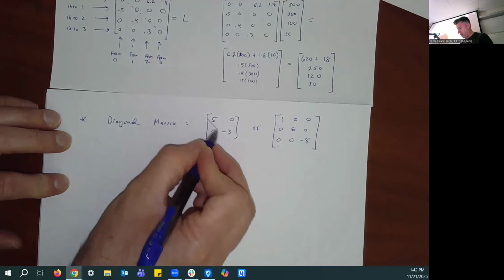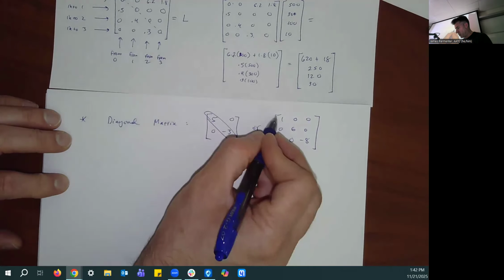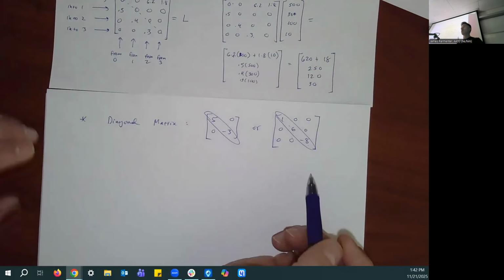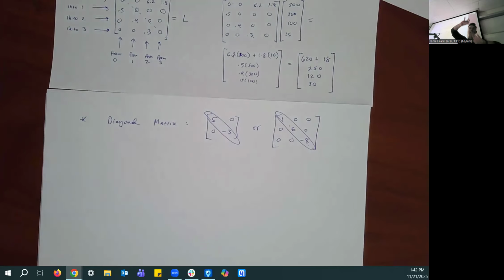Anything that is not on the main diagonal has to be 0. You can also have zeros on the main diagonal as well. It's totally fine. This could be 1, 0, -8, and it would still be diagonal, as long as everything that's not on the main diagonal is 0. And here's what's cool about these matrices. They're really super duper easy to multiply by themselves.